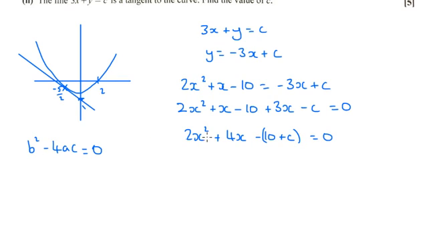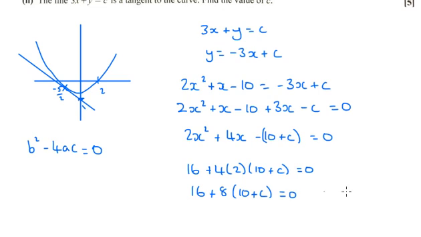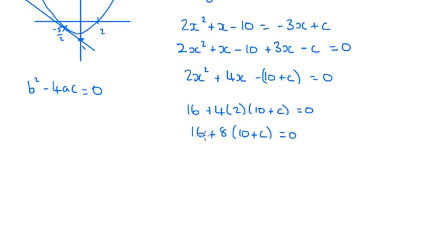So as I said, we want the discriminant of this to equal 0. So b squared is going to be 16 minus 4 times 2 times minus, which means I can just turn that into a plus, 10 plus c. So that's 16 plus 8 lots of 10 plus c. I can divide everything by 8. So if I divide that by 8, I'm going to get 2. Divide that by 8, that's going to go. So we're just left with 10 plus c is equal to 0. So c must be -12.